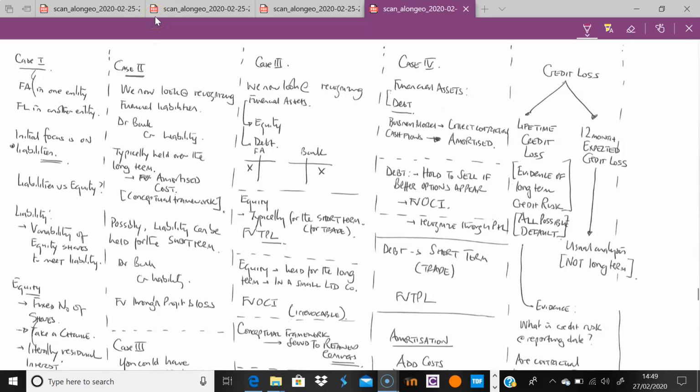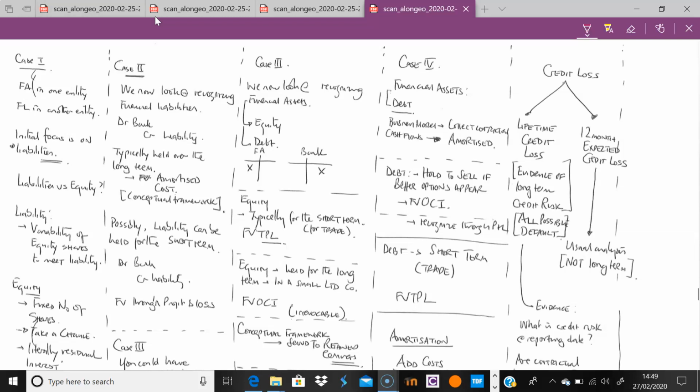Right, financial instruments, IFRS 9. This is an interesting one. It's not new, but we know this comes out a lot. I've broken it down into cases. When I say cases, it's just to simplify it really.